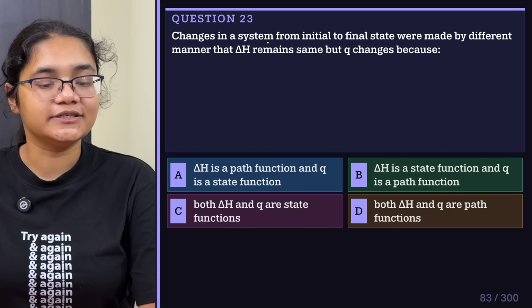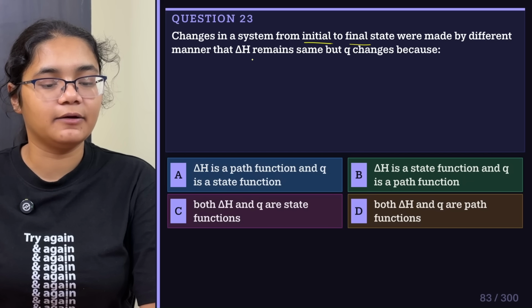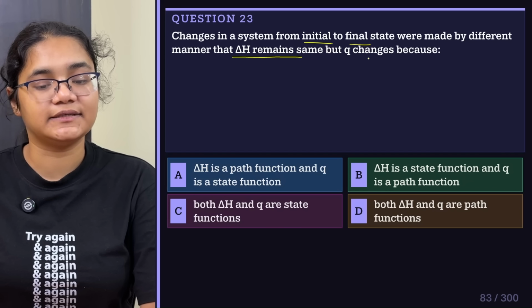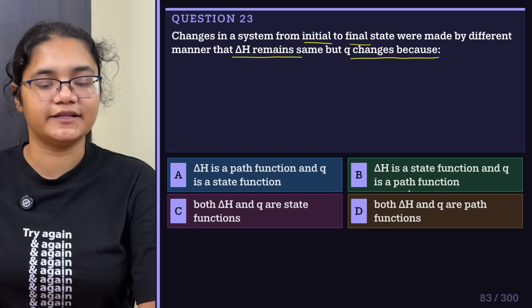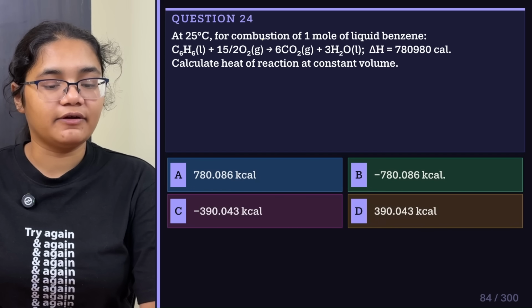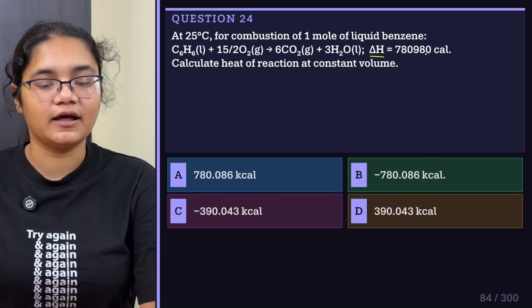Next question: changes in the system from the initial to the final state were made in different manners, then ΔH value remains the same, but Q changes, because H is a state function and Q is a path function.